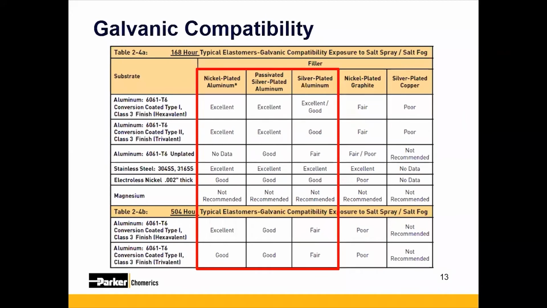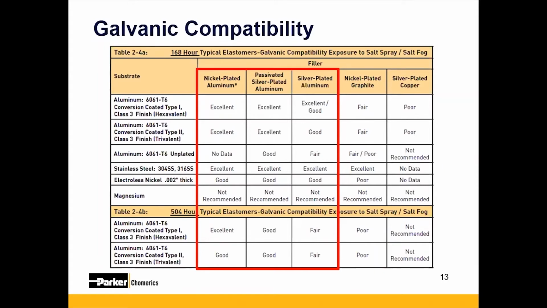So this is a typical chart. This is a chart that's found in our catalog. These are typical housing design materials. So, first one on the chart, 6061 T6 converted coating, class 3 finish, are nickel plated aluminum particles, passivated silver plated aluminum, which has been a gold standard of corrosion for years. Those are all excellent choices.